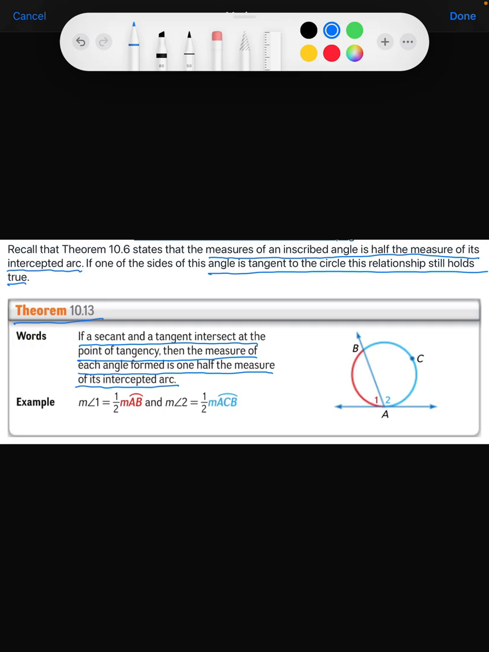So here we have a secant line and a tangent line that intersect at the point of tangency, and it forms two angles, angle 1 and angle 2, and it tells us that angle 1 is going to be equal to 1/2 of our arc AB, and angle 2 is going to be 1/2 of our arc ACB. So let's apply this.